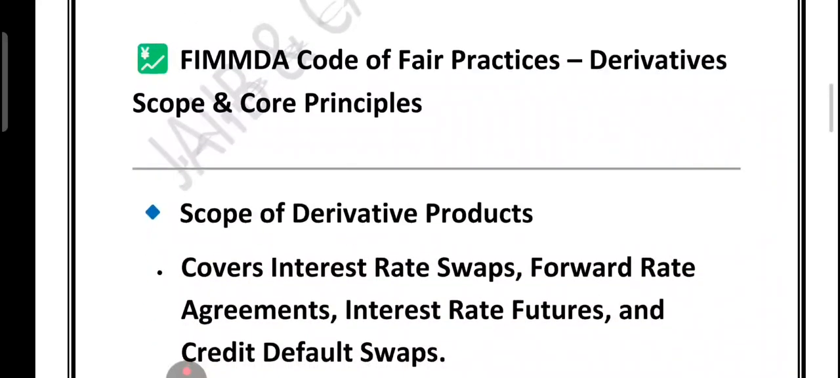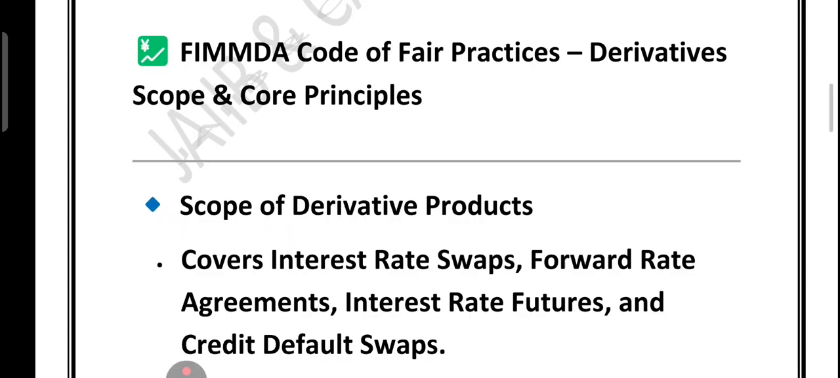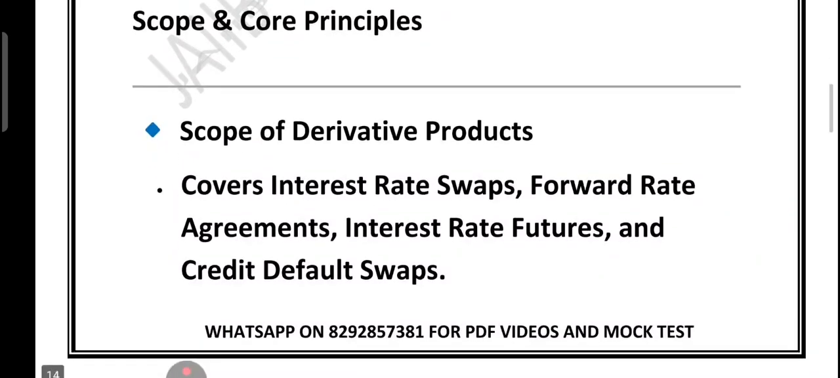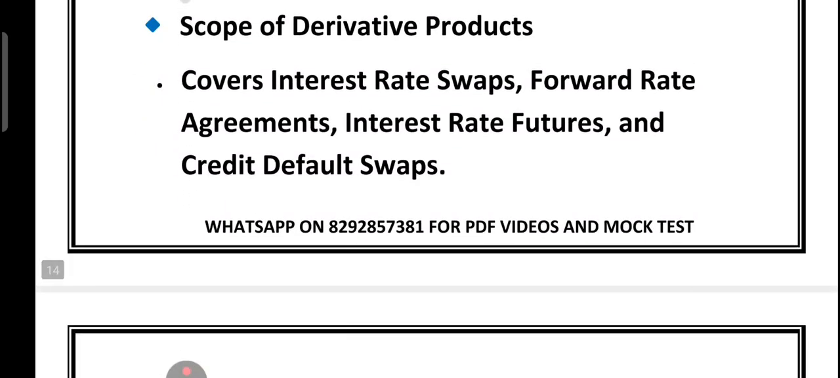Now let's talk about the derivative scope and core principle. So basically, let's explore the FIMDA CFP, or Code of Fair Practice, in the context of derivatives. Right, the code covers a wide range of products like interest rate swap, forward rate agreement, interest rate future, credit default swap. Basically all major instruments used in the debt and derivative market.